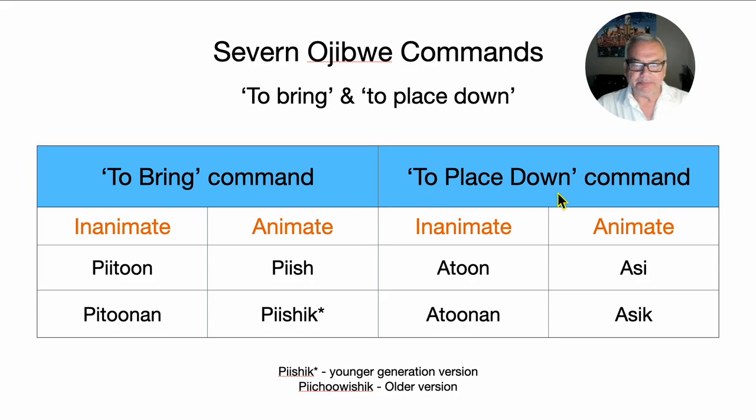So the other one is to place down or to put down, not to murder something, but to place down. And there are also inanimate and animate versions. So aton is to put something down that is non-living. Atonan is a plural version of it, more than one. For the animate side, ase and asek.